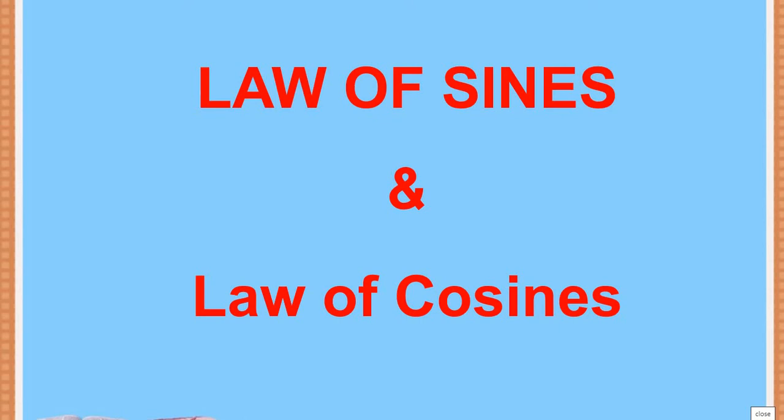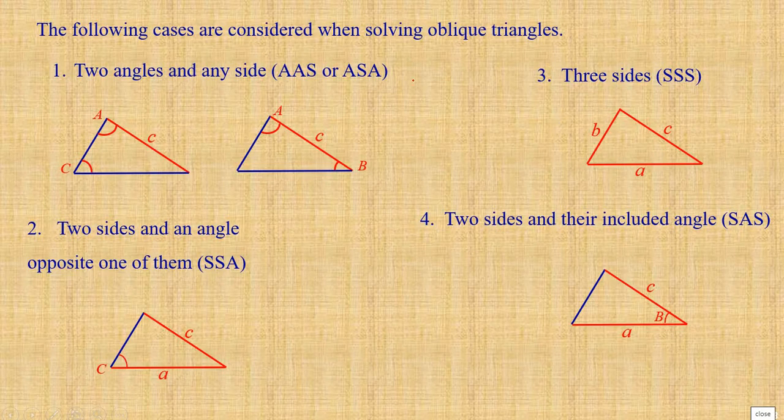Alright, so let's have an example of the law of sines and the law of cosines in certain triangles. Again, SOHCAHTOA, don't forget that. SOHCAHTOA is only used for right triangles. Now, in oblique triangles, we have four conditions that we have to remember if we are trying to solve for them.